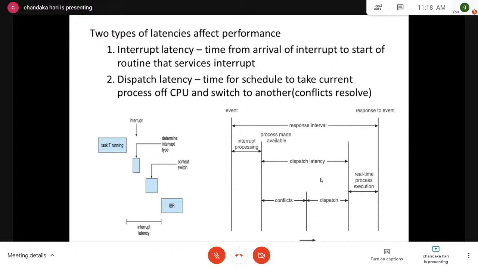But before preempting a low priority process, first of all, you need to save the status of the current low priority process where it has been stopped. You need to load the new process and set the starting address of the program to the program counter for initiation of execution. These all things have to be done: save the current status, load a new process, set the starting address and start. This is what is happening.